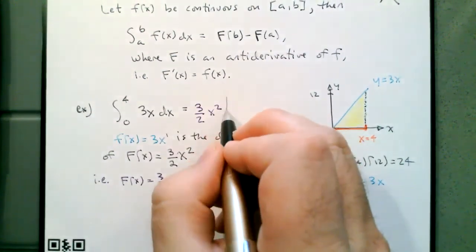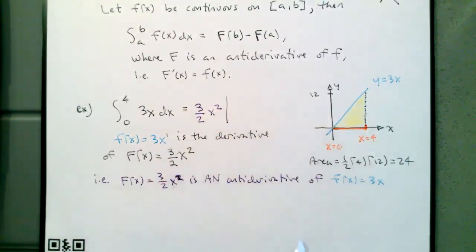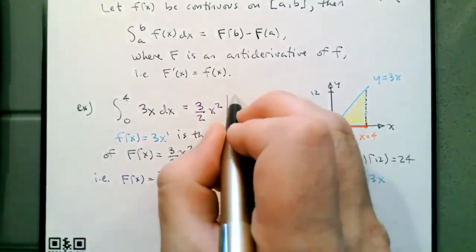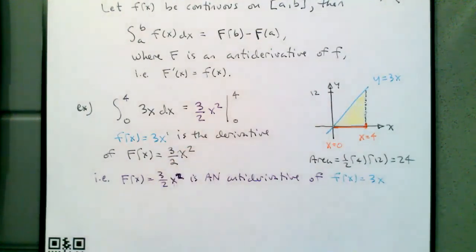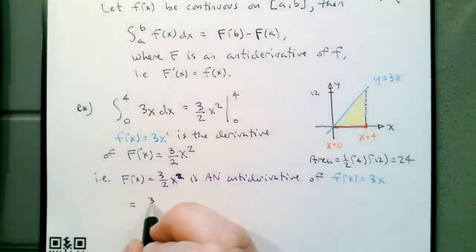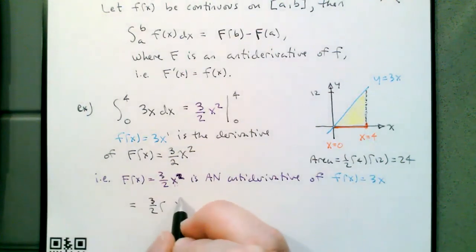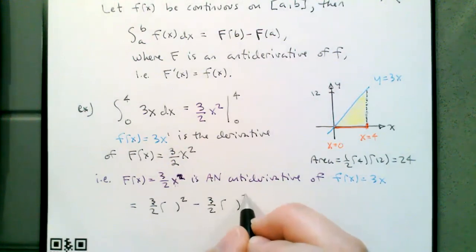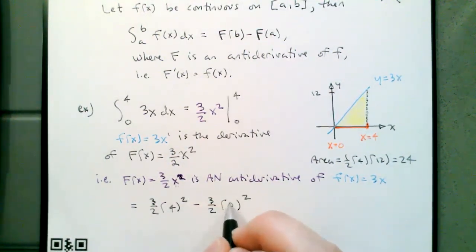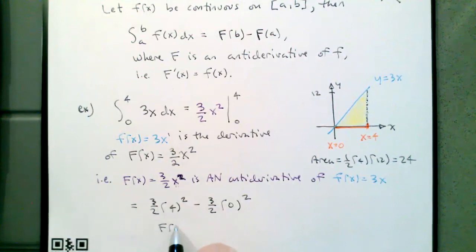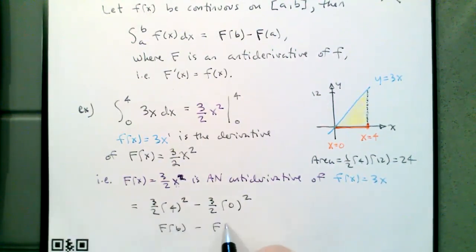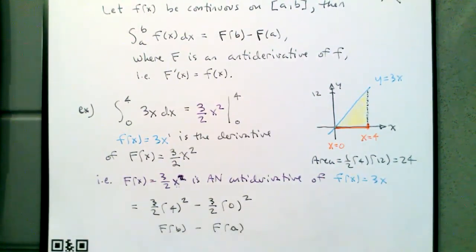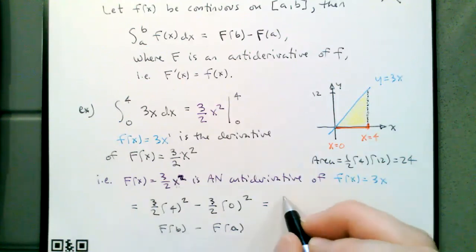And if you draw a vertical line at the end of a function, that says evaluate the function, and then we can say from 0 to 4. So I'll have 3/2 times 4 squared minus 3/2 times 0 squared. So that's capital F at b minus capital F at a. 4 squared is 16. 3/2 of 16 is 24.